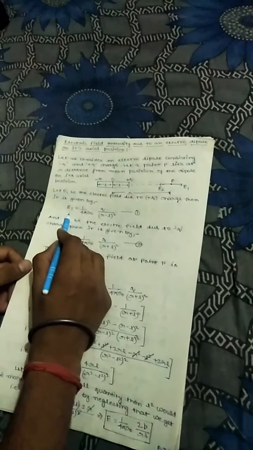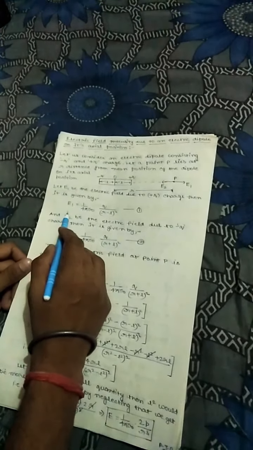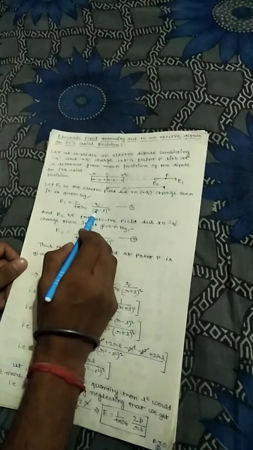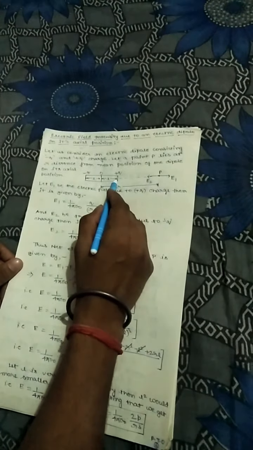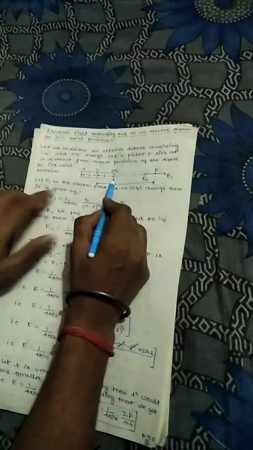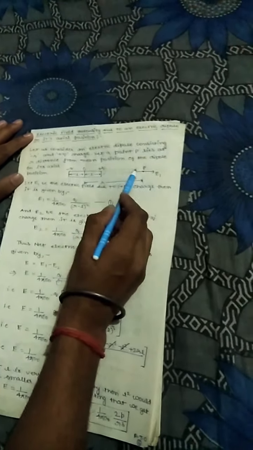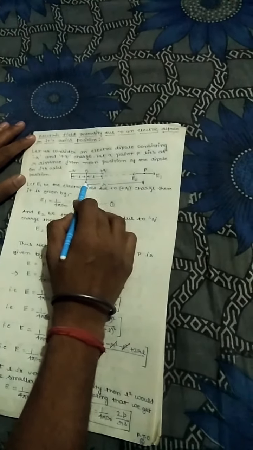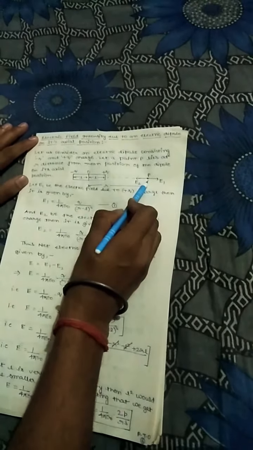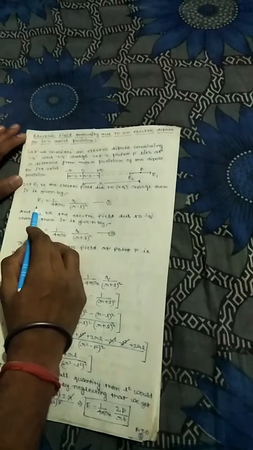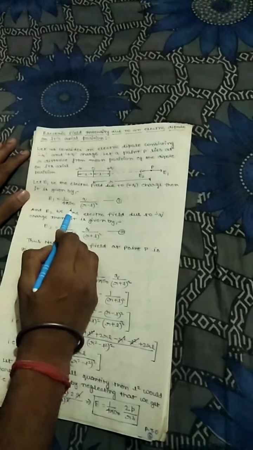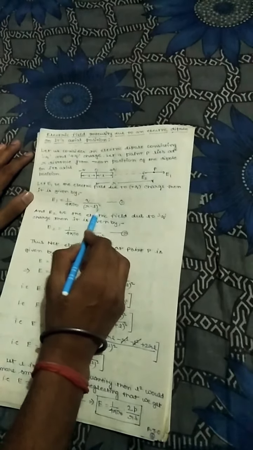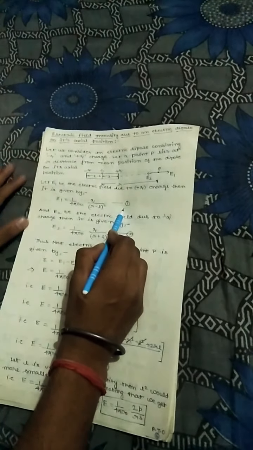Now let E1 be the electric field due to the plus q charge. We know the formula E is equal to 1 upon 4 pi epsilon naught q upon r square. So what is the distance from the plus q charge to P? That is r minus L. So here E1 can be given as 1 upon 4 pi epsilon naught q upon (r minus L) whole square. This can be considered as equation 1.